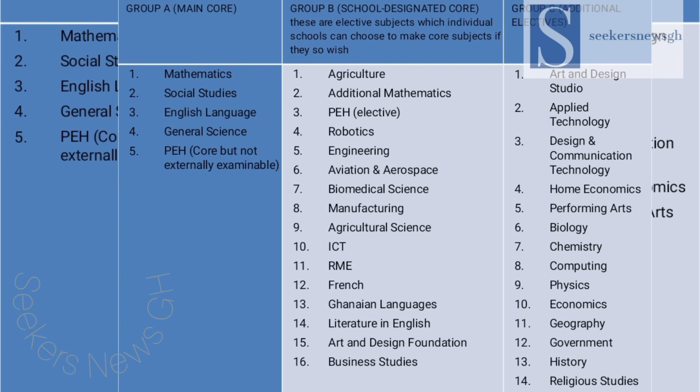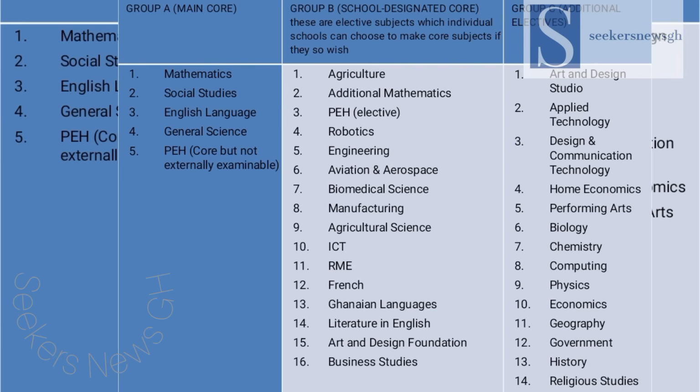Then Group B, we have schools designated core. These are elective subjects which individual schools can choose to make core subjects if they so wish. So the schools can decide that RME can be a core subject in their school, or a Ghanaian language can be a core subject for all students, or agriculture can be a core subject for all students. Every student will take it.